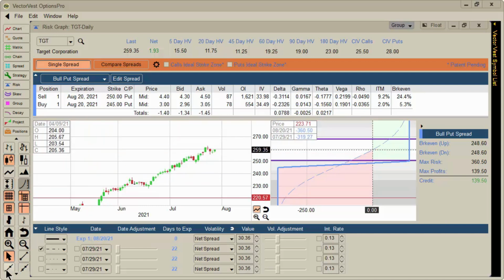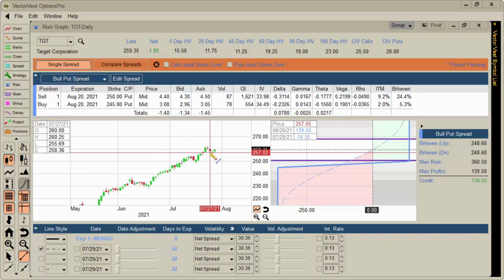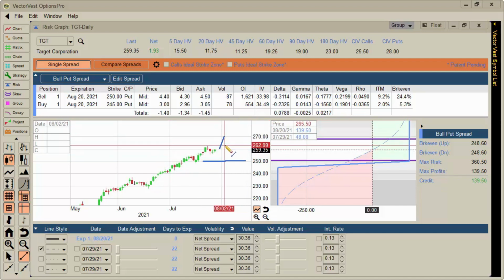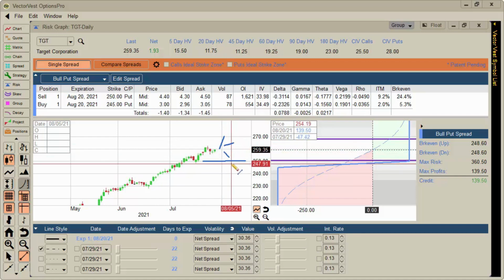So think about what this trade does. We know that Target is a good stock, right? It's been going up very well. It did have a little bit of a downward move when the stock market sold off a little bit. But now I'm basically placing a trade here where I can make money if the stock goes up, sideways, or down. And if it goes below 250, I will only have a small loss. And I've put probability on my side.